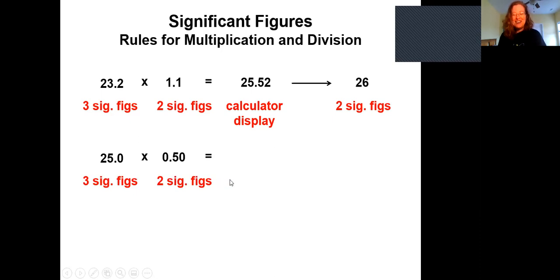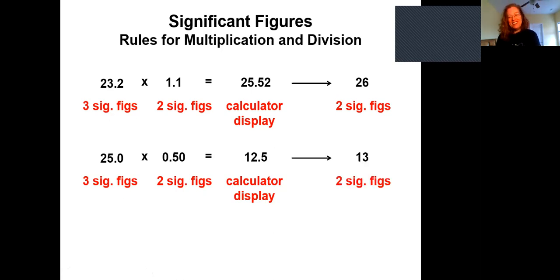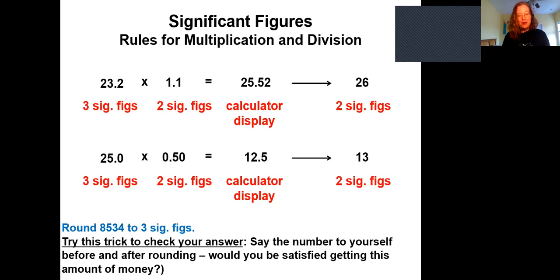Again, we'll use the calculator and see 12.5. That currently has 3 significant figures. It's too many. We're only allowed 2. So will this be 1, 2, or will it be 1, 3? Right, it'll be 1, 3, 13. Do I have any more?